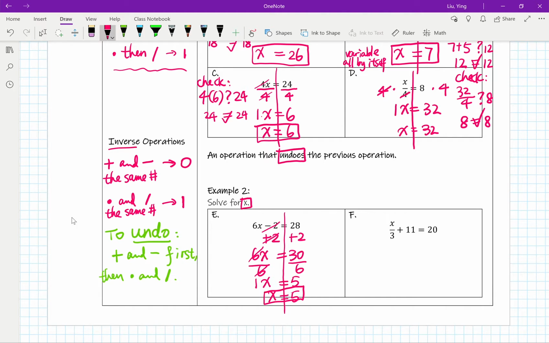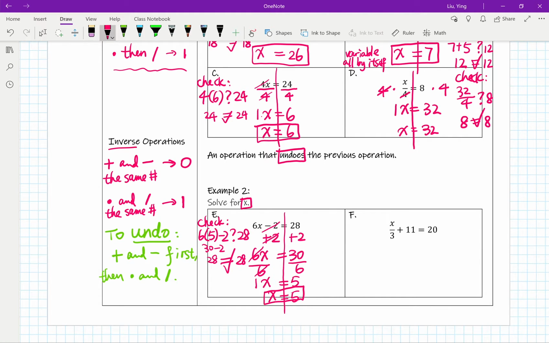Now that looked like quite a process, so we better check it. We're going to replace the x with the solution we got, which is 5. So I plug in 5 here, so we'll have 6 times 5 and then minus 2, and I want to check if it balances the right-hand side, which is 28. The left-hand side: 5 times 6 is 30, 30 minus 2 is 28. Does that balance 28 on the right-hand side? Absolutely, because they're the same number. So that tells me my answer is correct.